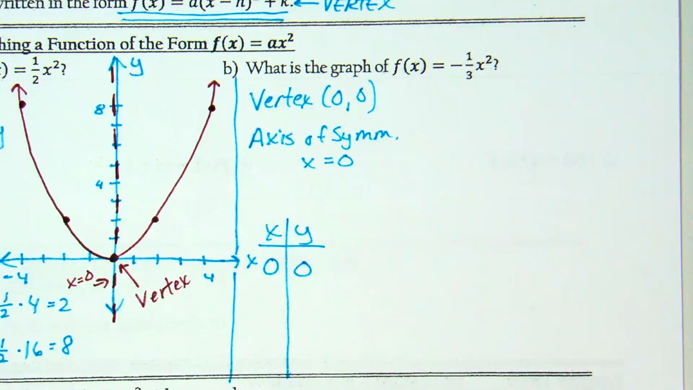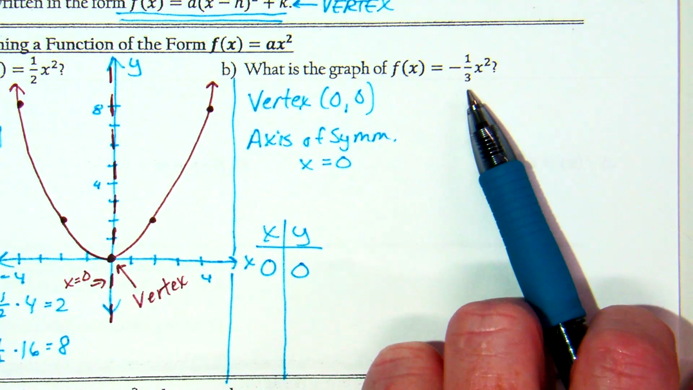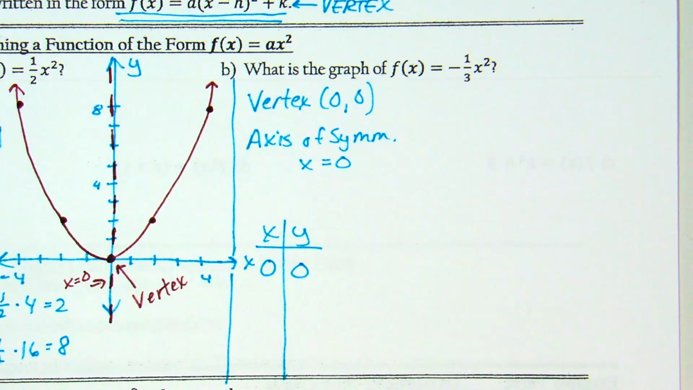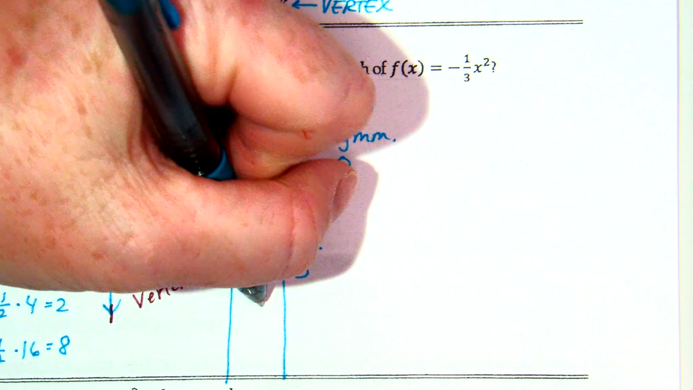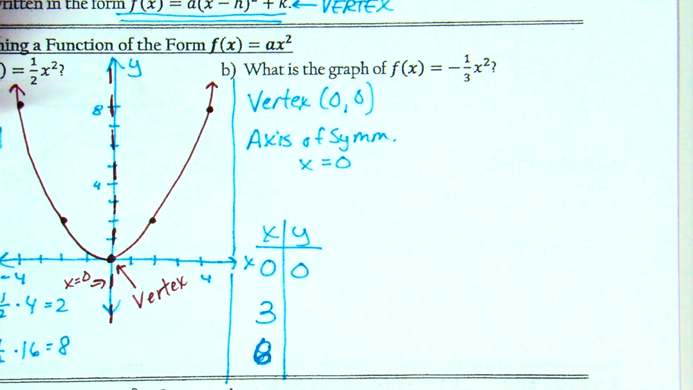I need 2 other points. What do we want to use? 3 and 6? Yep. Why are you picking 3 and 6? Okay, so I'm going to have to multiply by a third. I want numbers that are going to divide by 3 nicely, so multiples of 3. So 0, 3, 6, 9, 12, 15. Not that we need to go that big. Whoops. Okay, that is supposed to say 6.